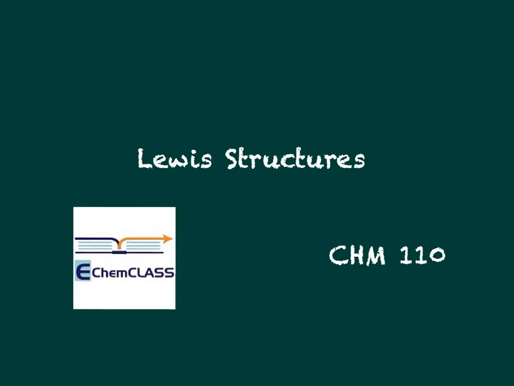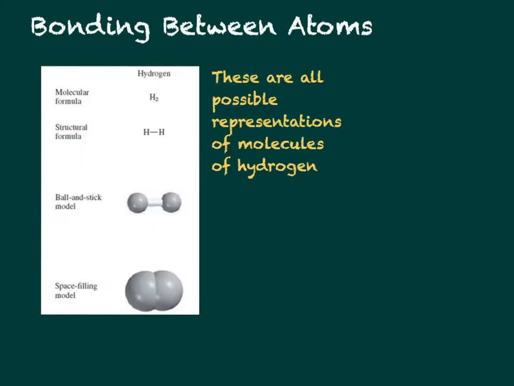In this video, we're going to learn how to draw Lewis structures for covalently bonded compounds. The ways that we can illustrate bonding between atoms in a molecule are quite varied. We can have our molecular formula, which is just the formulas that we've learned to write. You can have a structural formula, which we're going to talk about in just a second. But we can also have the ball and stick and the space filling.